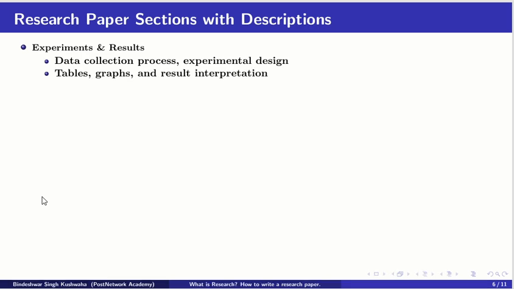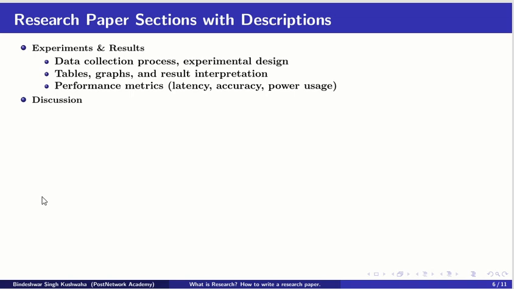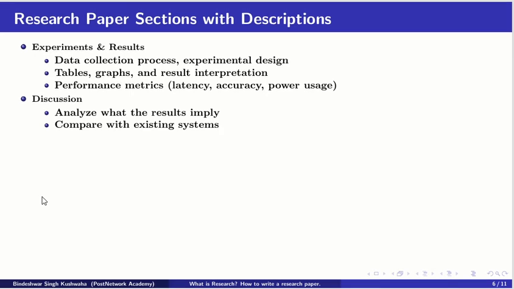Experiments and results. You have to conduct experiments and you have to explain your results. So: data collection process, experimental design, tables, graphs, result interpretations, performance metrics like latency, accuracy, power usage and many more. Discussion: analyze what the results imply. Means the data you have collected and plots or tables you have kept, you must be able to explain it.